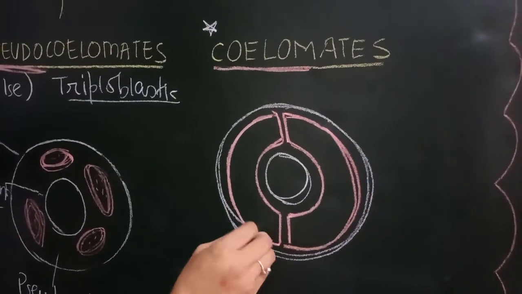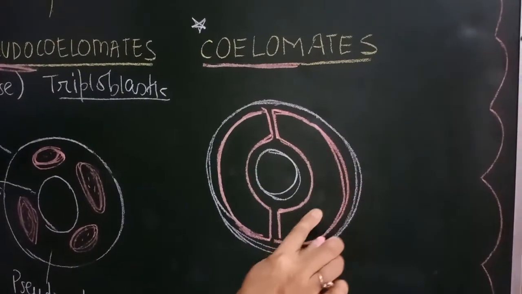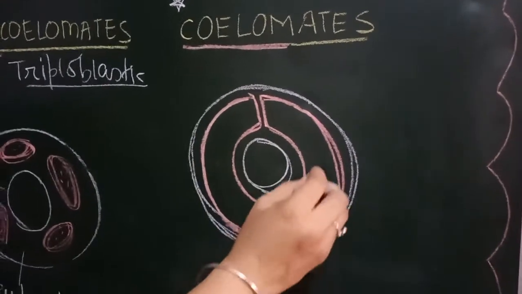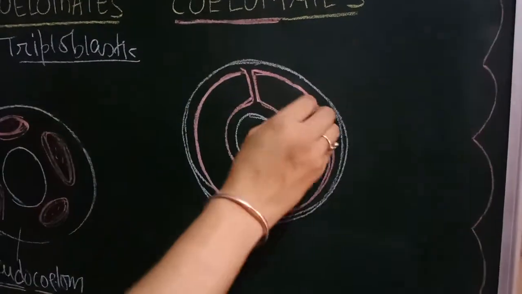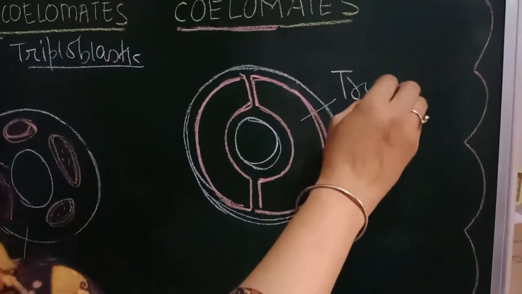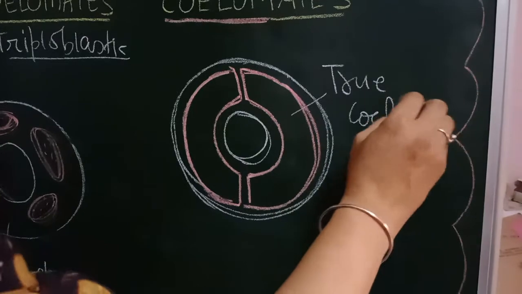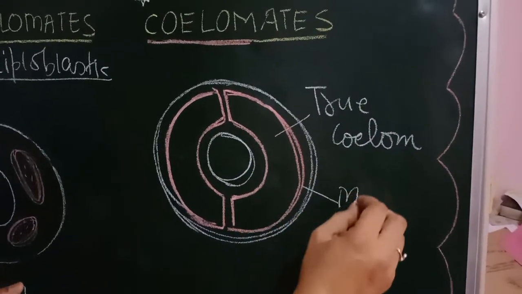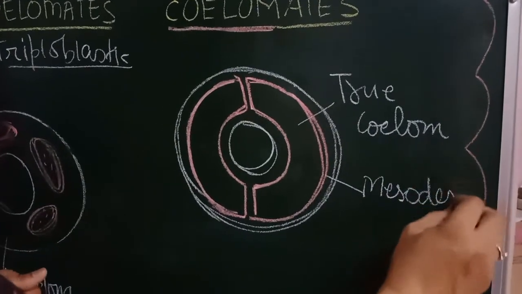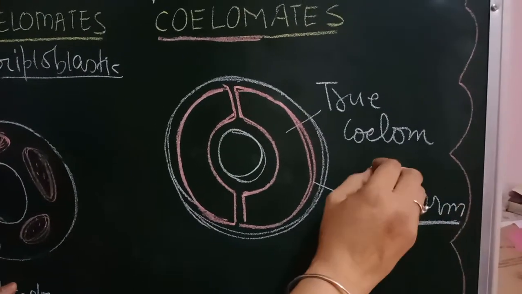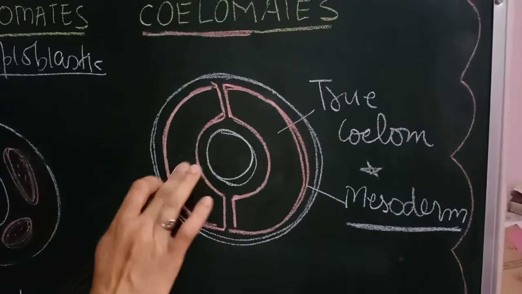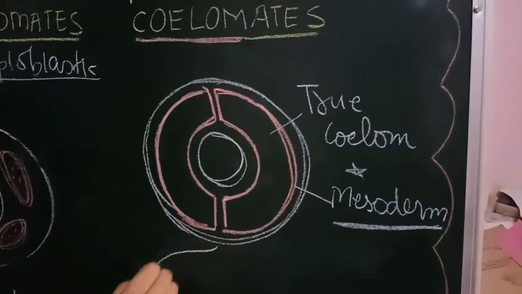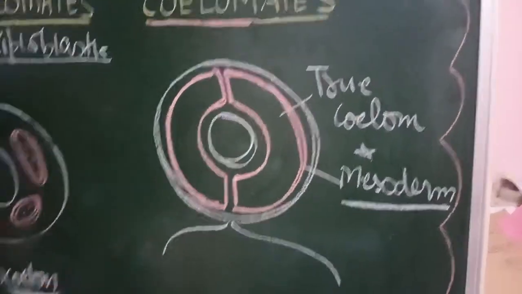So this space or the body cavity that is being lined by mesoderm on all the sides is actually called the body cavity or true coelom. So true coelom should be bounded by this third germinal layer, that is called mesoderm. So that is the important feature. This is the true coelom. Now, depending upon how this coelom is formed, we have divided the organisms into two categories.